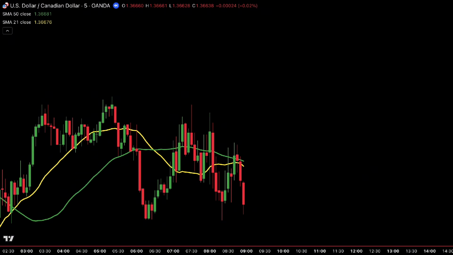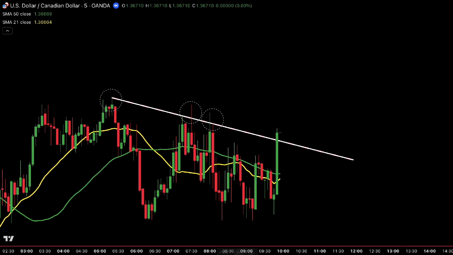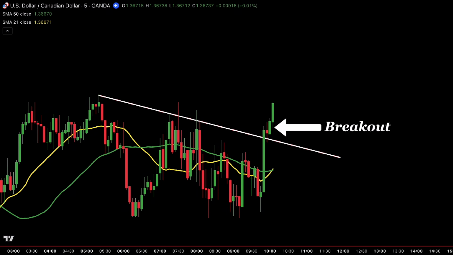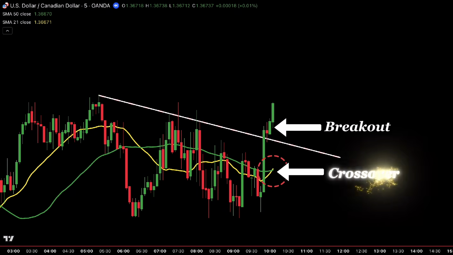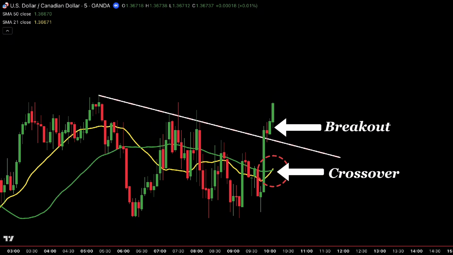Now look at another chart example. This is the 5-minute chart of the US dollar against the Canadian dollar. First, we draw the trend line by connecting the swing points. Now look at what happens next. The market breaks above the trend line, and shortly after, the 21 moving average crosses above the 50 moving average. This bullish crossover confirms the breakout and signals a potential move to the upside.